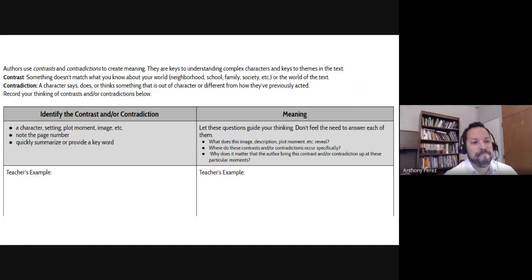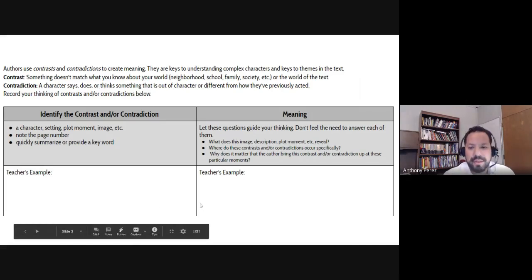So hopefully they'll start seeing the characters are a little bit complex in this and in other stories. And I'm hoping that if they see some contrasts or contradictions in this story, that it'll lead to a more nuanced theme than some of the themes that we're used to seeing that are always kind of cliches that have been around forever. So that's the thinking behind the strategy.